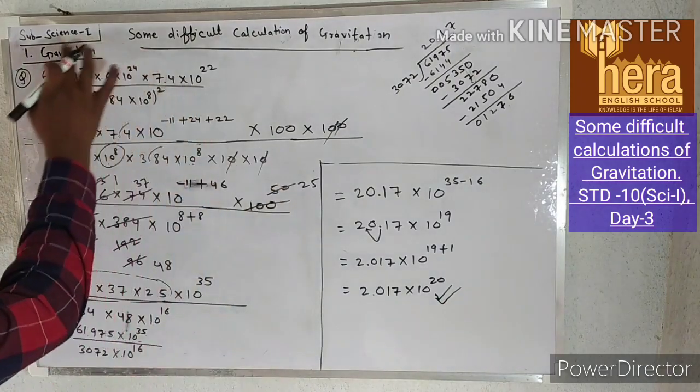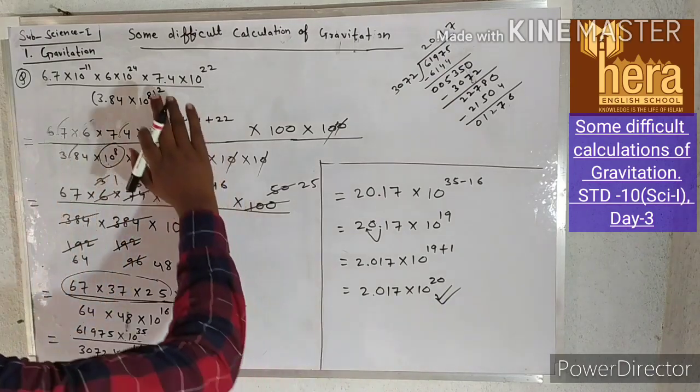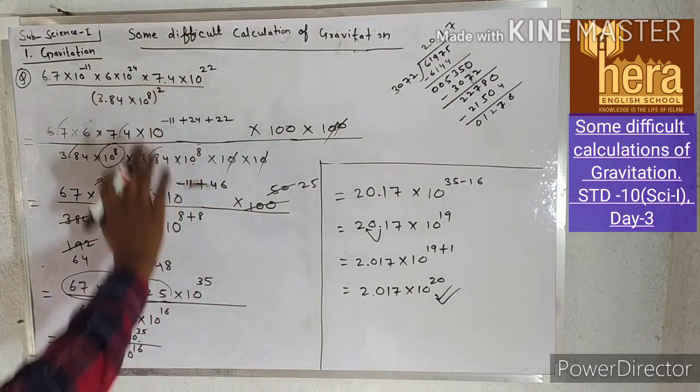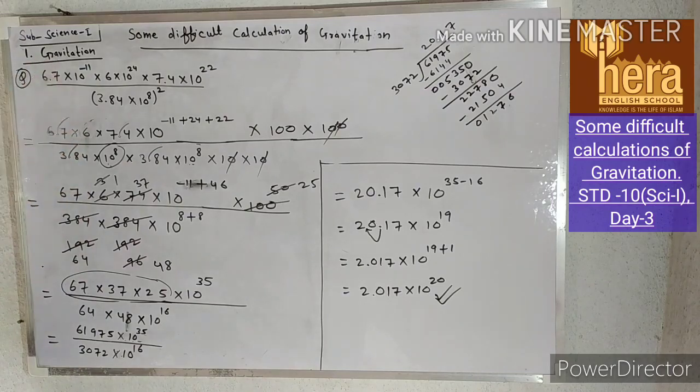It means after simplification you will get this. I have taken this example from your textbook, from the gravitation chapter. Understood? So now I will take some more examples from your textbook.